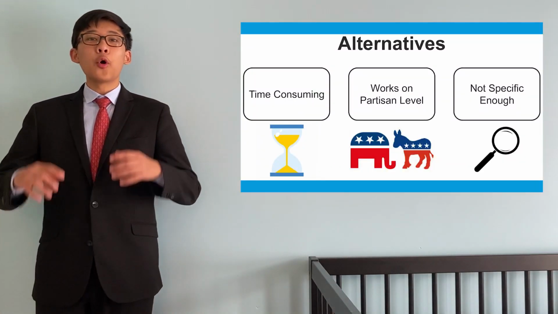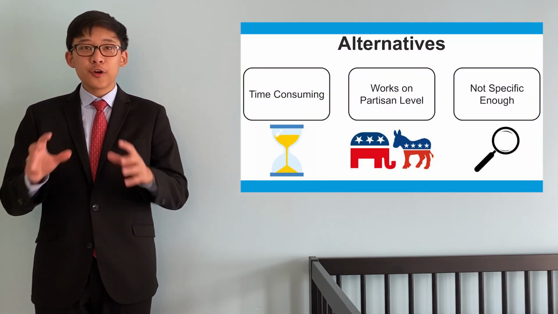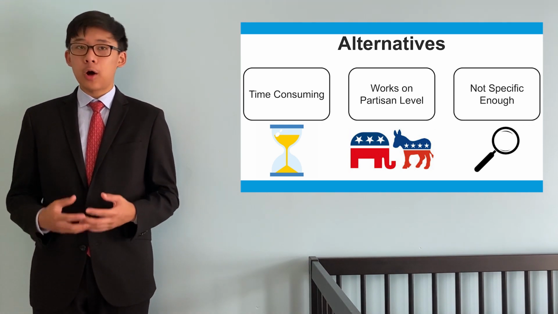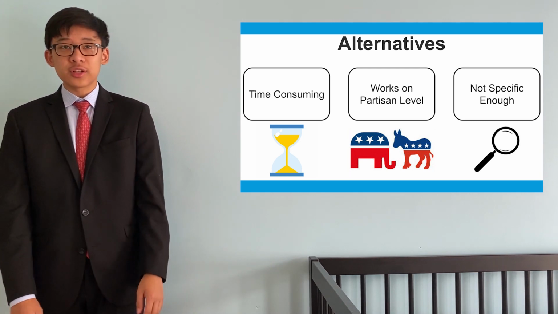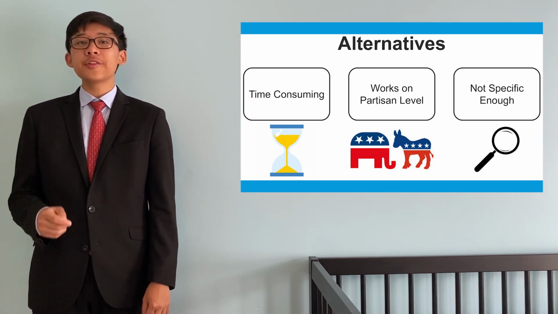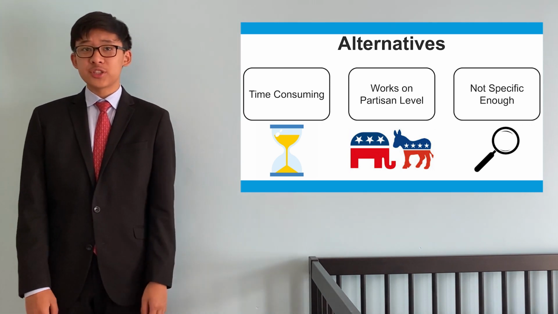Other alternatives fall into three major problems. First, alternatives are time-consuming. In order to be educated about politics, many read the news in order to keep up. This leads to many voters not being informed about their local politics simply because it takes too much time.